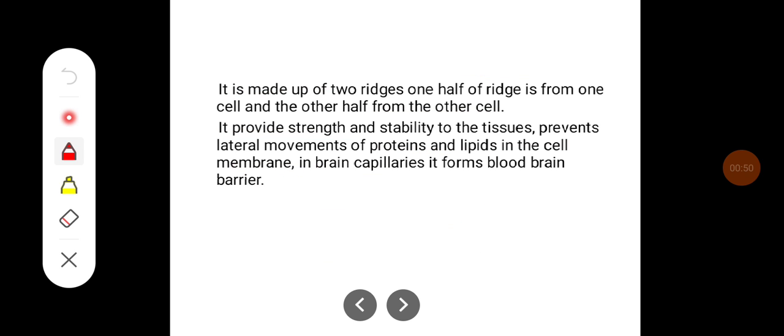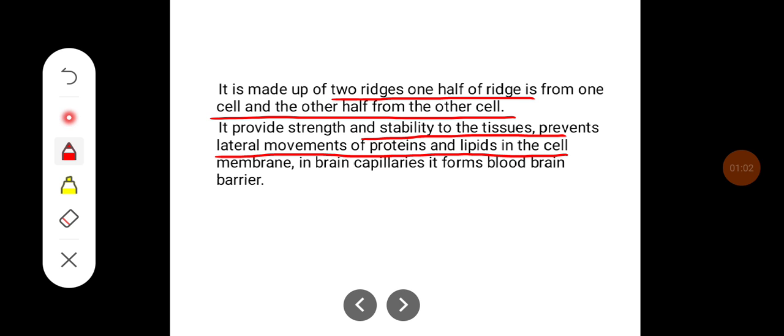It is made up of two ridges. One half of the ridge is from one cell and the other half from the other cell. It provides strength and stability to the tissues and prevents lateral movements of proteins and lipids in the cell membrane. In brain capillaries, it forms the blood-brain barrier.